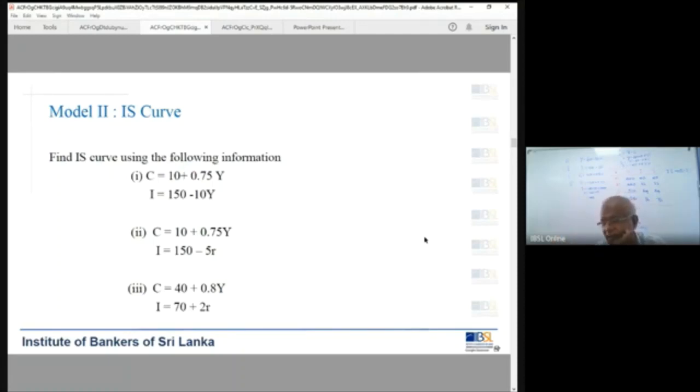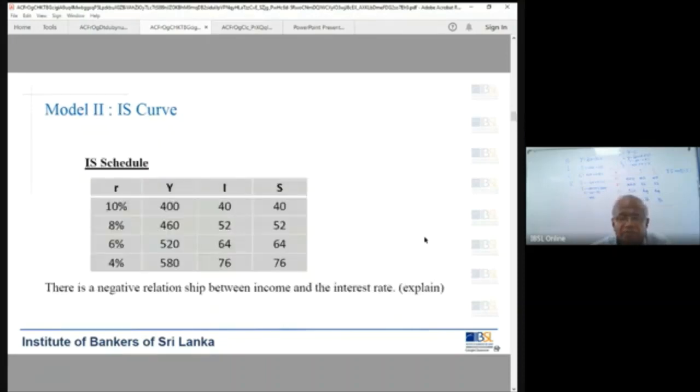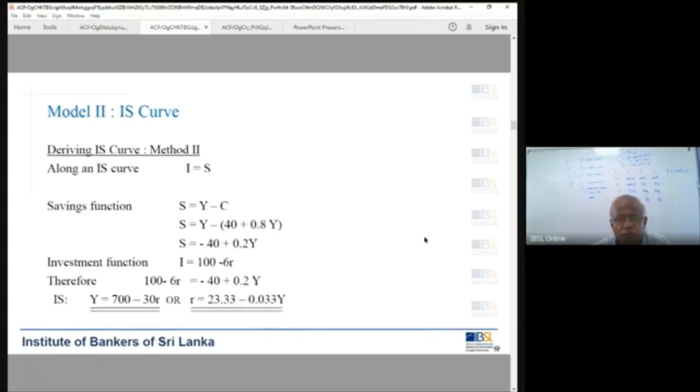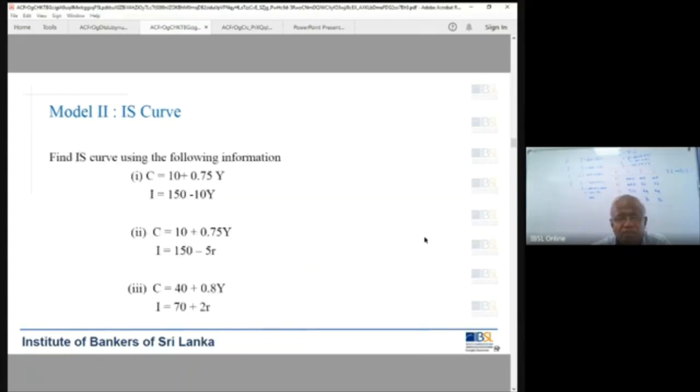Can you derive the first one? How do you derive it? Substitute into Y equals C plus I. I'll give you 5 minutes to derive the IS curve for the first equation. I want to know the equation of the IS curve. Remember, we derive the IS curve from Y equals C plus I: substitute C and I, and get the relationship. I want you to do the same thing for this first model.